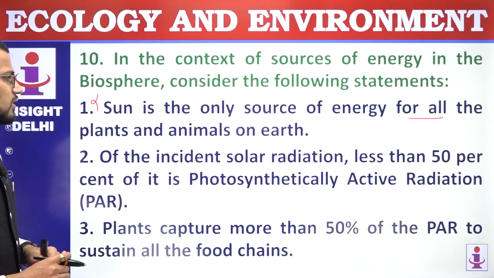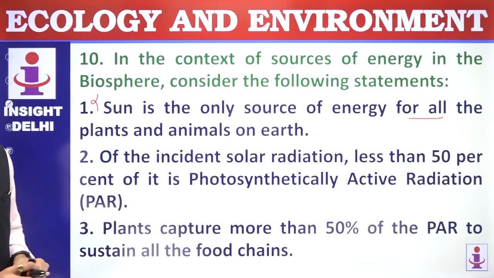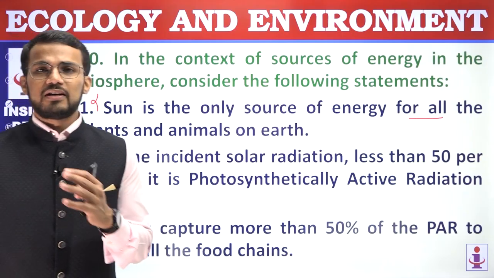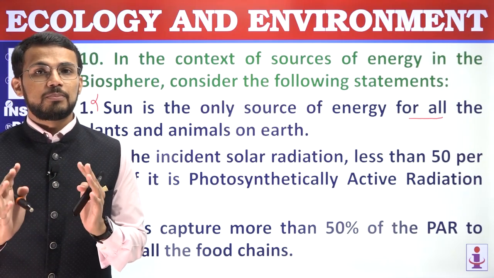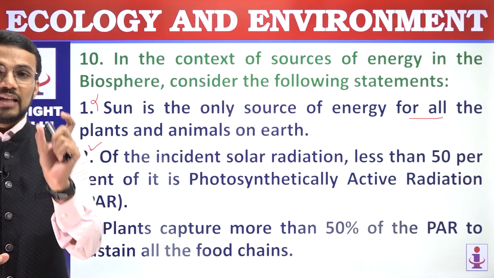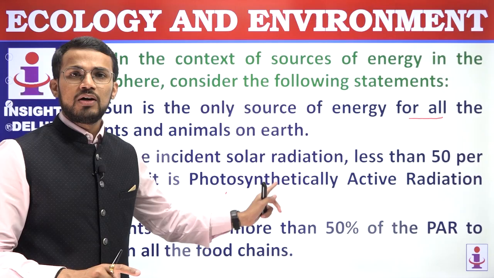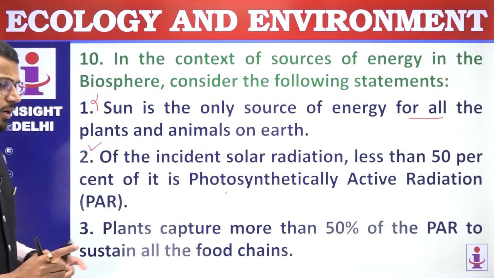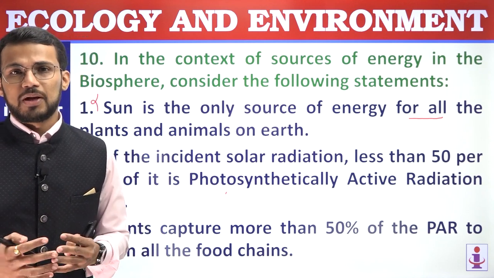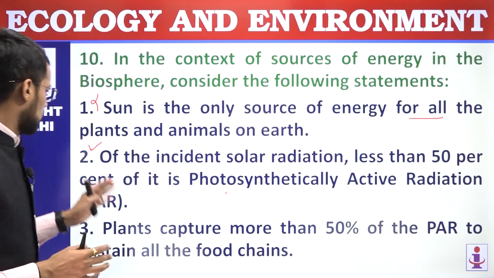Second, of the incident solar radiation, less than 50% of it is photosynthetically active radiation, PAR. This statement is a correct statement. Why is it correct? Because all the sunlight that we receive on earth is not used by plants for photosynthesis. Only a part of it is used for photosynthesis, and that part which can be used by plants for photosynthesis is called photosynthetically active radiation, PAR. But one more thing that is important about PAR is that not all PAR is used by plants. Only 2 to 10% of PAR is used by plants for photosynthesis. Right? So the second statement is correct.